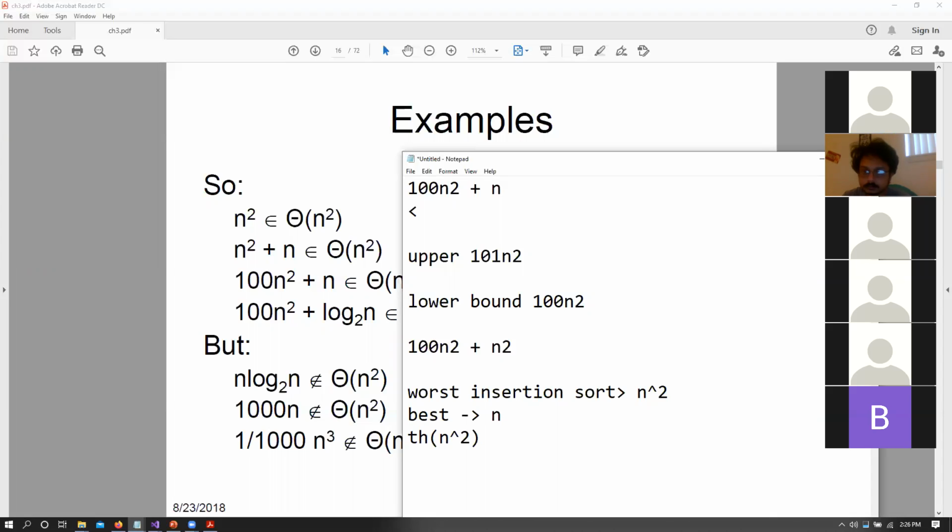Yes. Can we say that it is big theta of n squared? No. Why not, Brian?